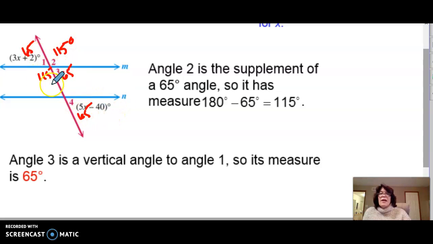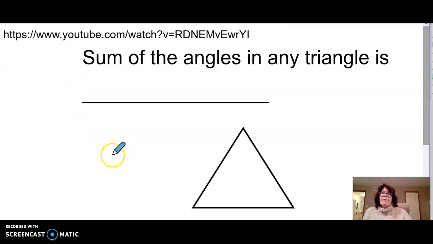I mean, I can have them all now, right? This is 65 because it's vertical. This is 115, and this is 115. Okay? All right. Now, the sum of the angles in any triangle is always 180 degrees.